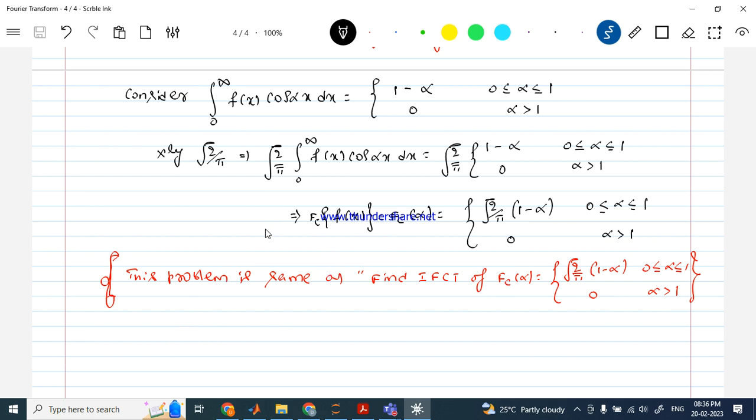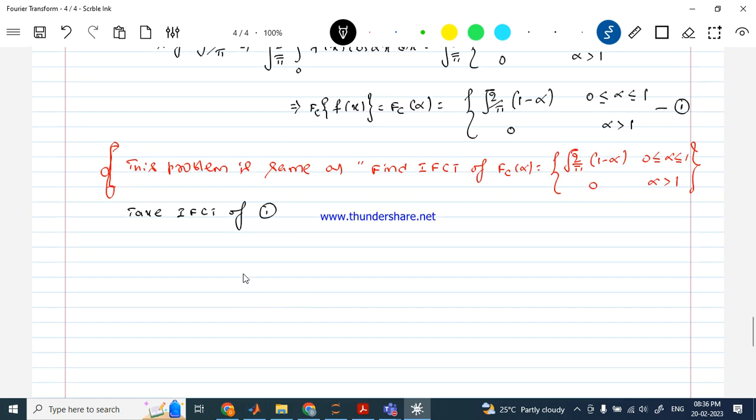Okay, so let me do this. So fc of f of x is known. Let me call this equation number 1. Now we will take the inverse Fourier cosine transform of equation number 1. That will give us f of x. So I am finding f of x, which is given by square root of 2 by pi integration 0 to infinity fc of alpha into cos x alpha d alpha. I am supposed to integrate with respect to alpha so that I will get a function of x.